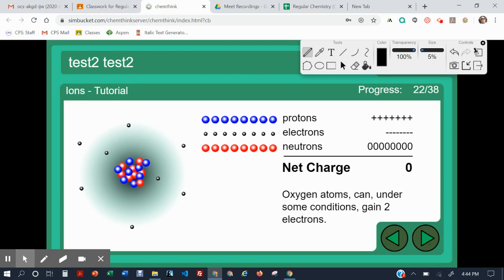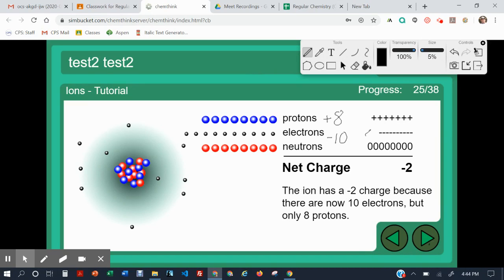An oxygen atom can, under some conditions, gain 2 electrons. There they are. So now, instead of 8 electrons, we have 10 electrons, and we still have the 8 protons. Now we have a -10 charge from the electrons. 8 minus 10 is -2. The ion has a -2 charge because now there are 10 electrons, but only 8 protons.